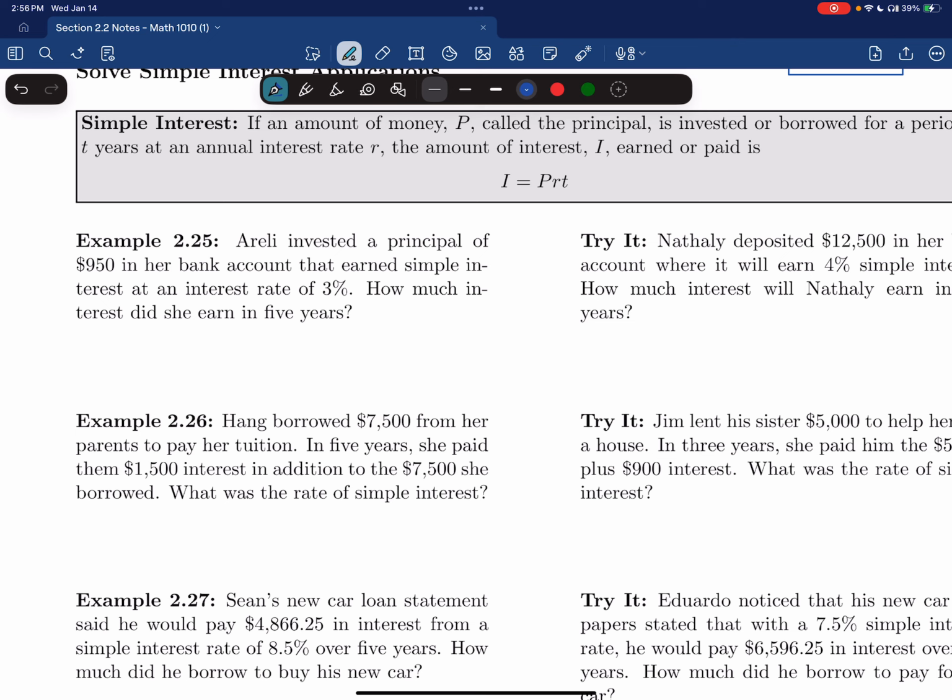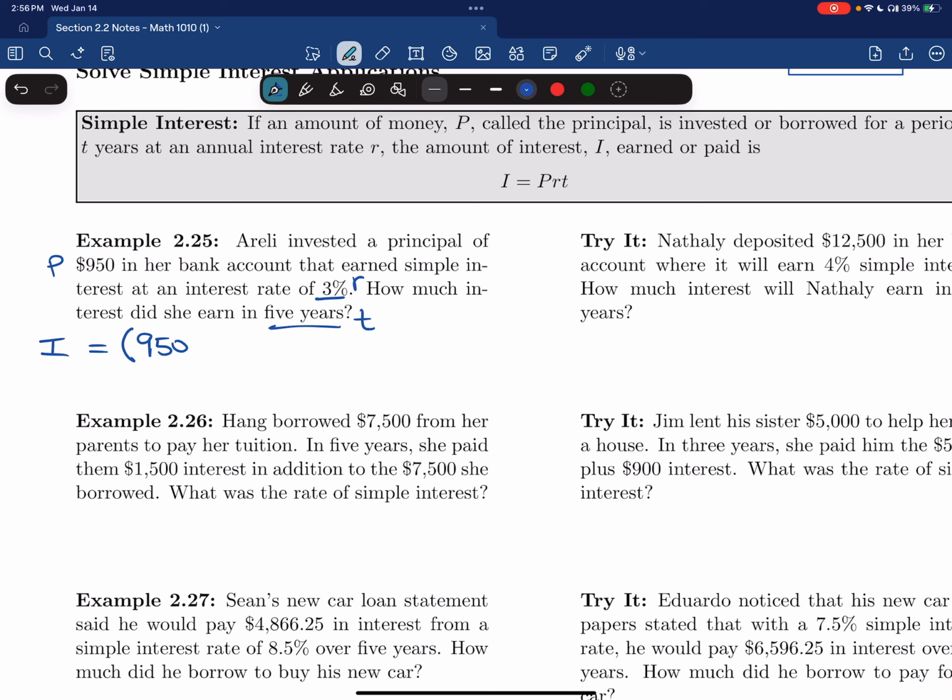Great. So they just gave me the principal, $950, right? We can write a P next to it. And they gave me an interest rate, that's R, and an amount of time, that's T. They gave me P and R and T, and if I multiply them all together, that gives me the interest I. Let's find it.